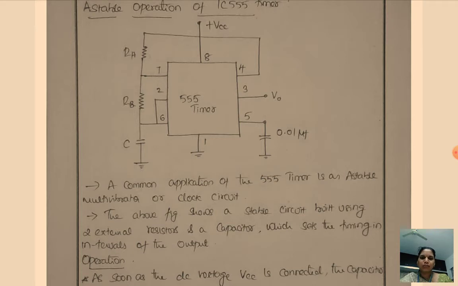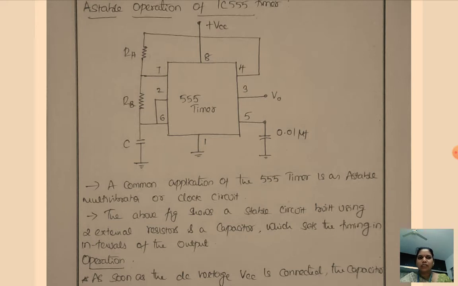And coming to pin 3, it is the output pin of the 555 timer, pin 4 is the reset pin, and pin 5 is the control input. Usually the control input will be fixed and equal to 2 by 3 times of VCC. Usually this control input will be connected to the ground across a capacitor of value 0.01 microfarad.